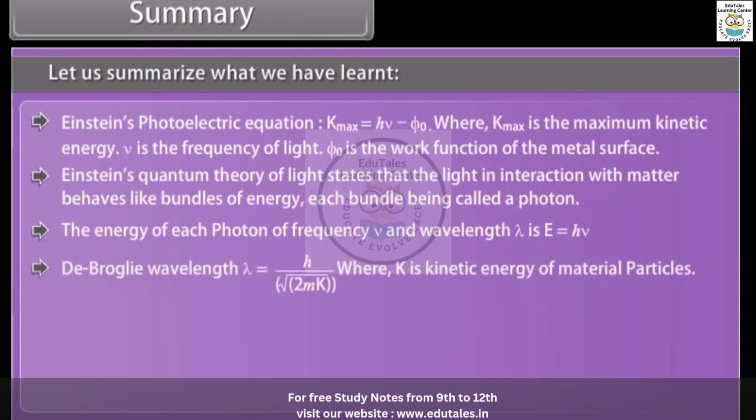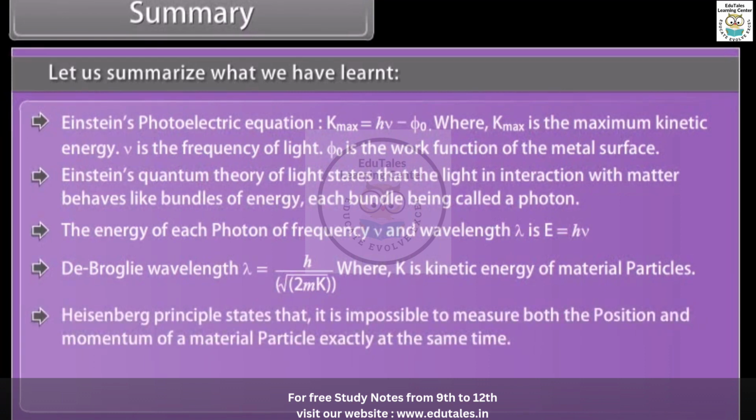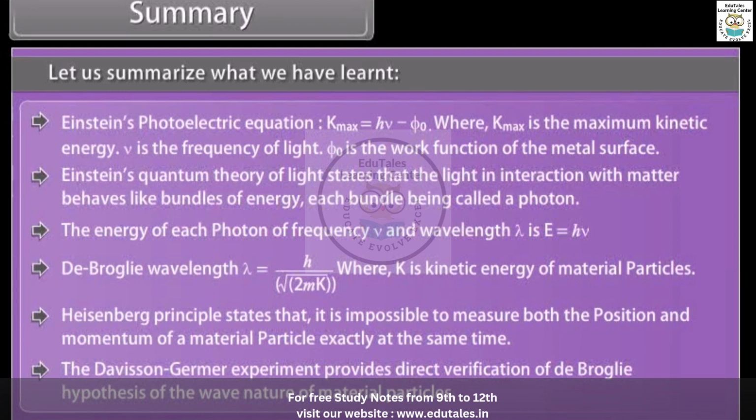The de Broglie wavelength lambda is equal to h by square root of 2mK, where K is the kinetic energy of material particles. The Heisenberg principle states that it is impossible to measure both the position and momentum of a material particle exactly at the same time. The Davisson and Germer experiment provides direct verification of the de Broglie hypothesis of the wave nature of material particles.